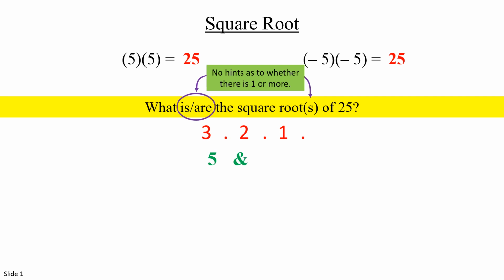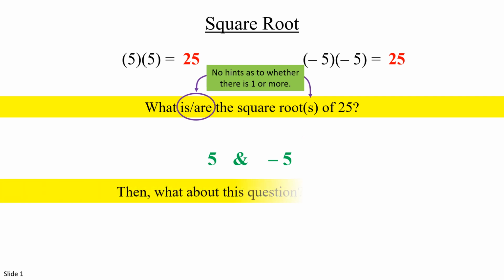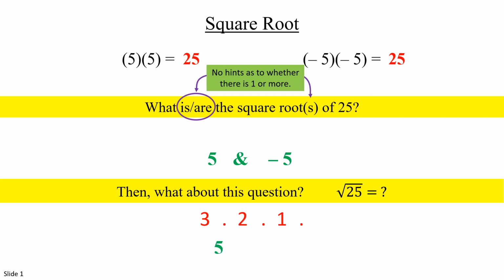5 and negative 5. But then what about this question? Root 25. That's 5 only. So what's the difference?